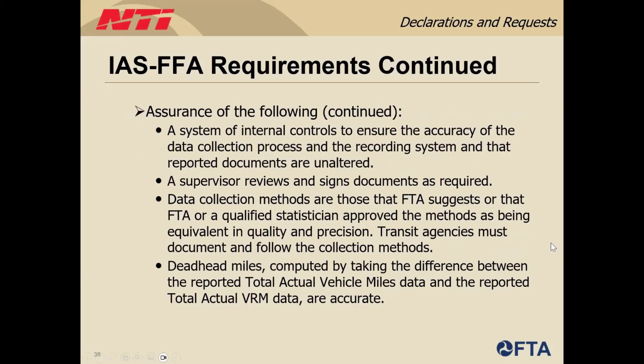Additionally, the auditor must include assurance that there is a system of internal controls to ensure the accuracy of the data collection process and the recording system, and that reported documents are unaltered. They must include assurance that a supervisor reviews and signs documents as required. This is to ensure that proper channels are created and maintained by the agency to ensure correct information is reported.